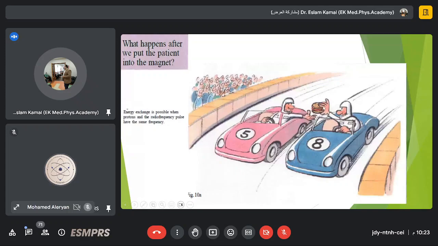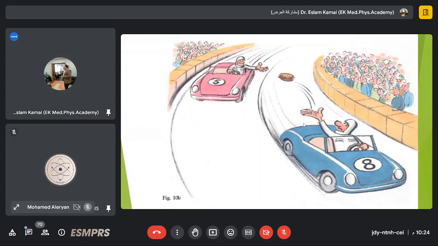That's exactly what happens if we transfer a radio frequency pulse or a certain energy to the protons inside the patient body. For the proton to be able to receive this energy, we should know exactly the precession frequency of this proton. So you initiate a radio frequency pulse with a certain frequency, which is in resonance with the frequency of the protons inside the patient body.